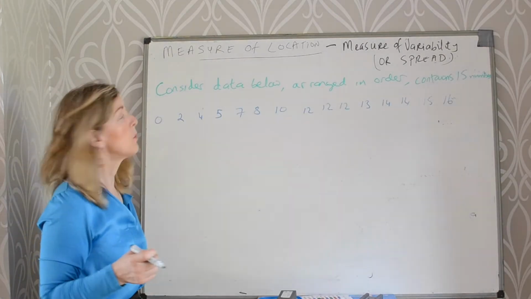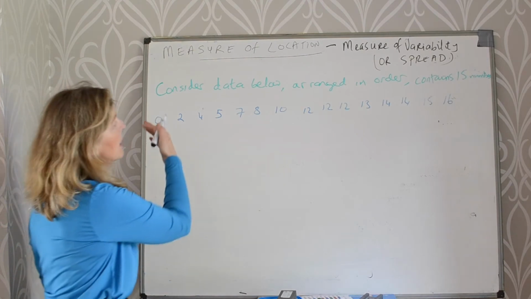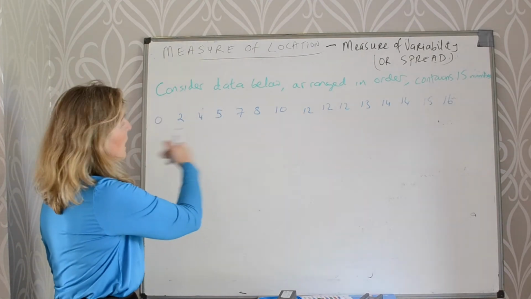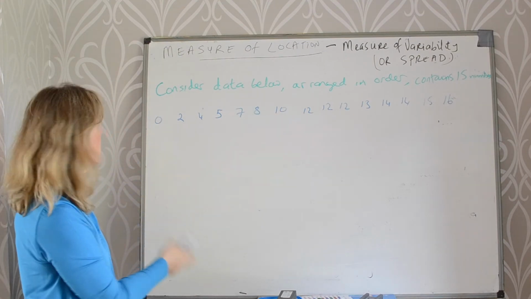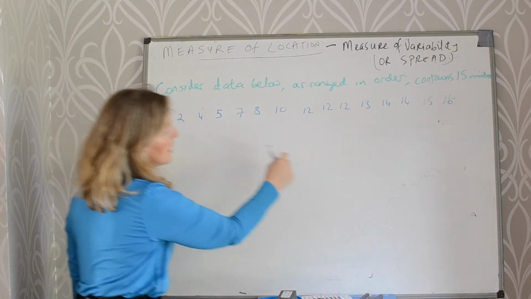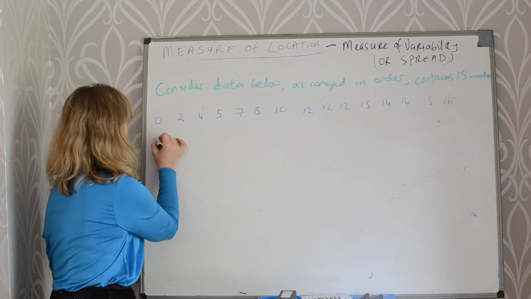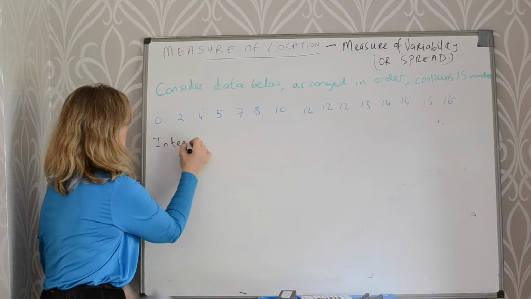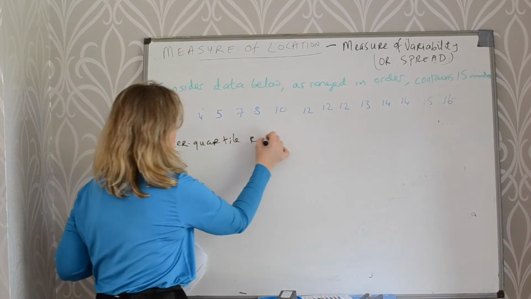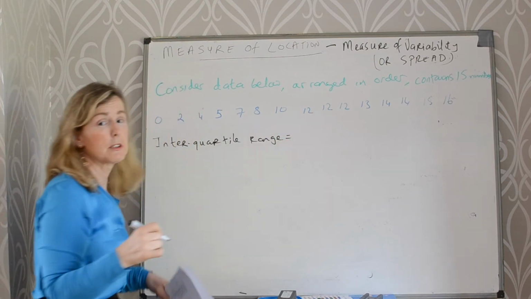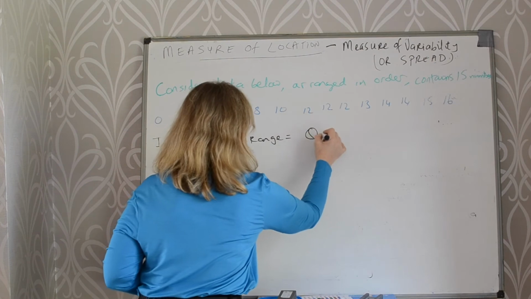Now we're going to do a question where we calculate the interquartile range. We're given a list of numbers. I have them written in order already for you. There are 15 numbers, the smallest being 0 and the largest being 16. If we're asked to calculate the interquartile range, that's the biggest quarter minus the smallest, so it's Q3 minus Q1.